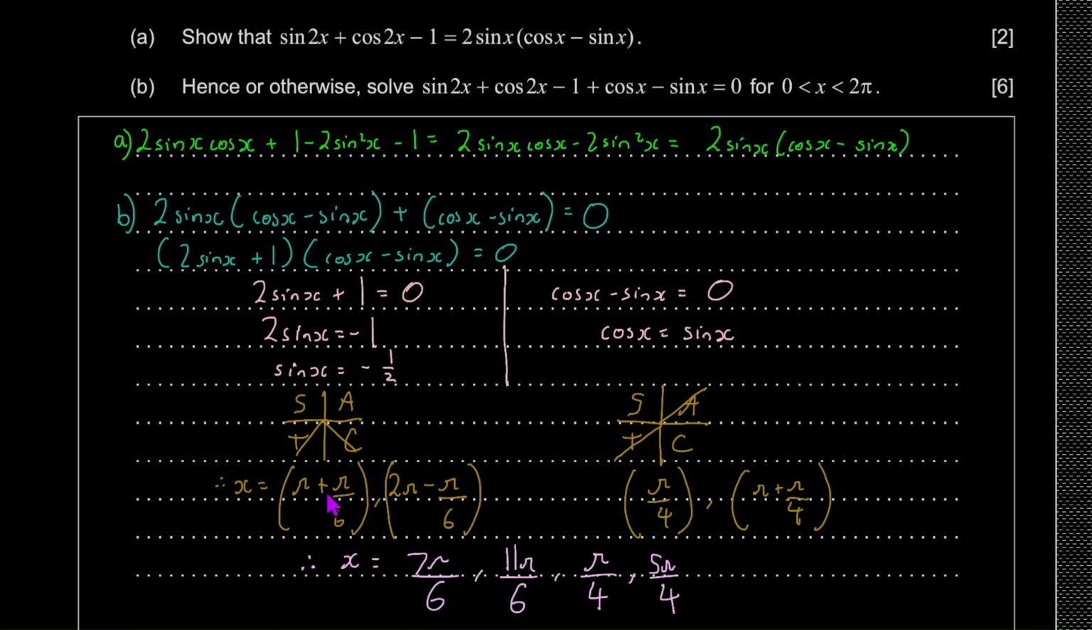Therefore, x will be 7 pi over 6, 11 pi over 6, pi over 4, and 5 pi over 4.